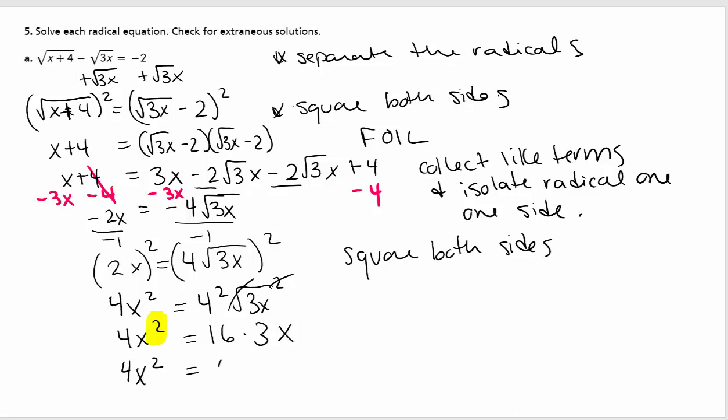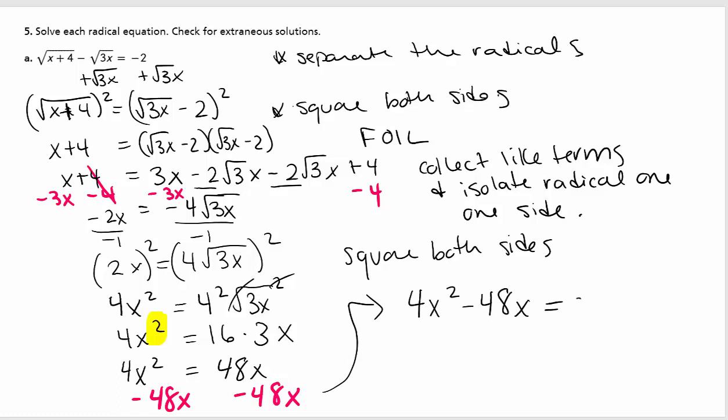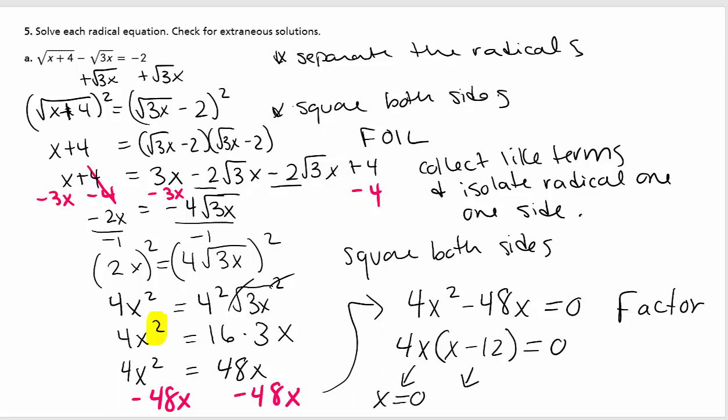So we have 4x squared is equal to 48x. We'll subtract 48x from both sides so we can solve the quadratic. So we have 4x squared minus 48x is equal to 0. We will factor this. We're left with x minus 12 equals 0. We set each one equal to 0. And so we get two different answers, x is equal to 0 and x is equal to 12.